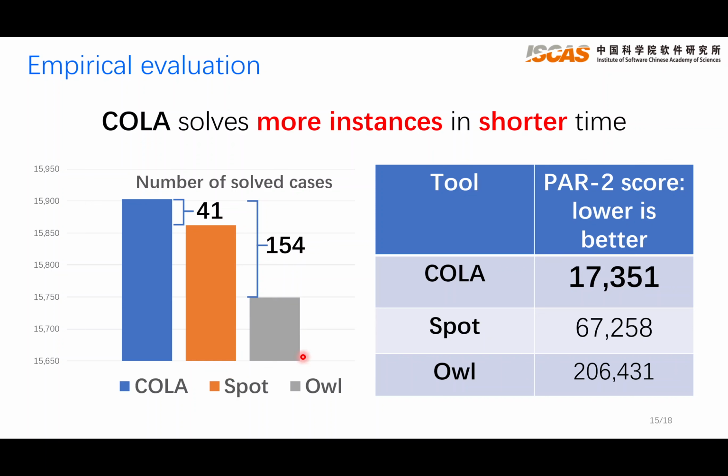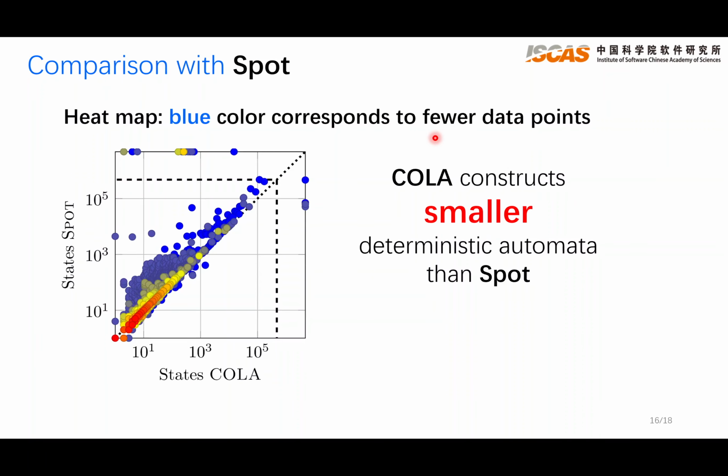cases more than Hour. Regarding the running time for each tool, we give their par-2 scores on the right. We can see that the score of Cola is much lower than those of Spot and Hour, which indicates that Cola outperforms Spot and Hour also on the running time. In fact, our results show that Cola solves more cases in a shorter time. Next, we compare the size of the automata produced by Cola and Spot.